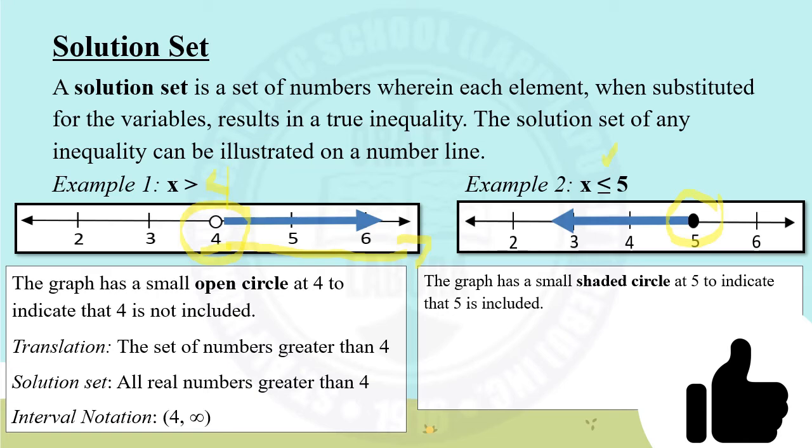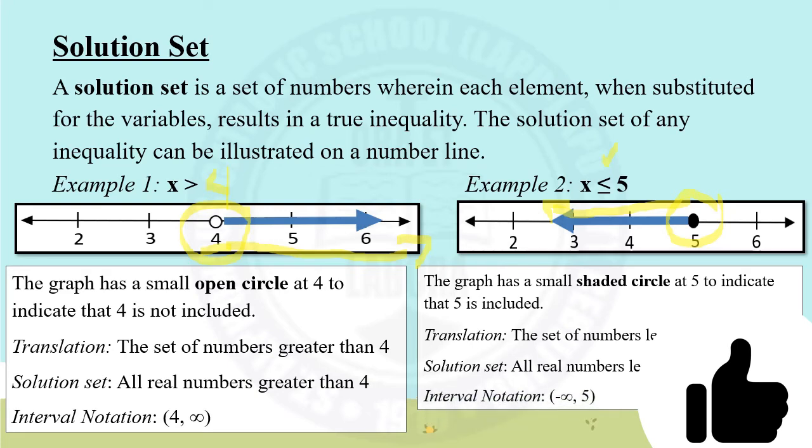So for our translation, we have the set of numbers less than or equal to 5. And the solution set, we have all real numbers less than or equal to 5. And our interval notation, since the arrow is going to the left, we will write the negative infinity first, comma, and then 5, and then we should use the square bracket since 5 is included.